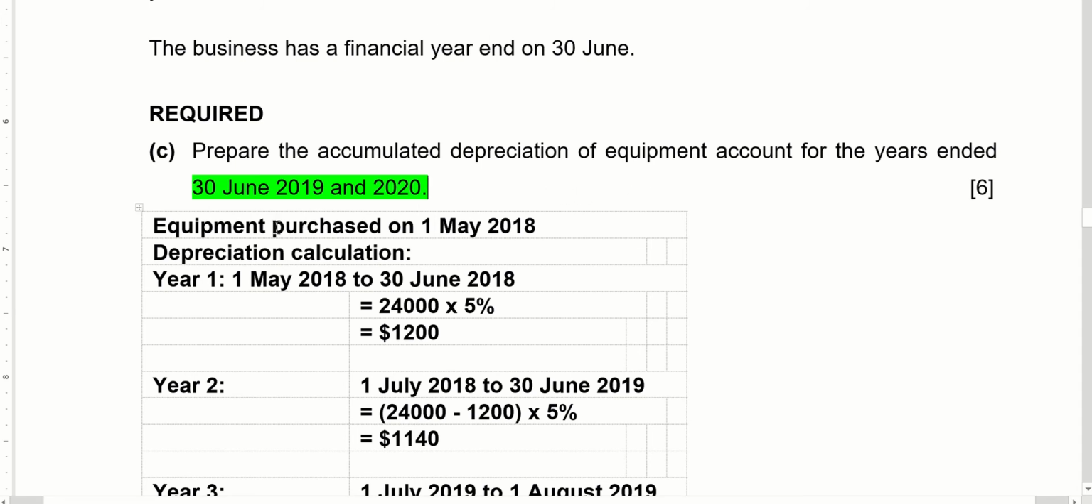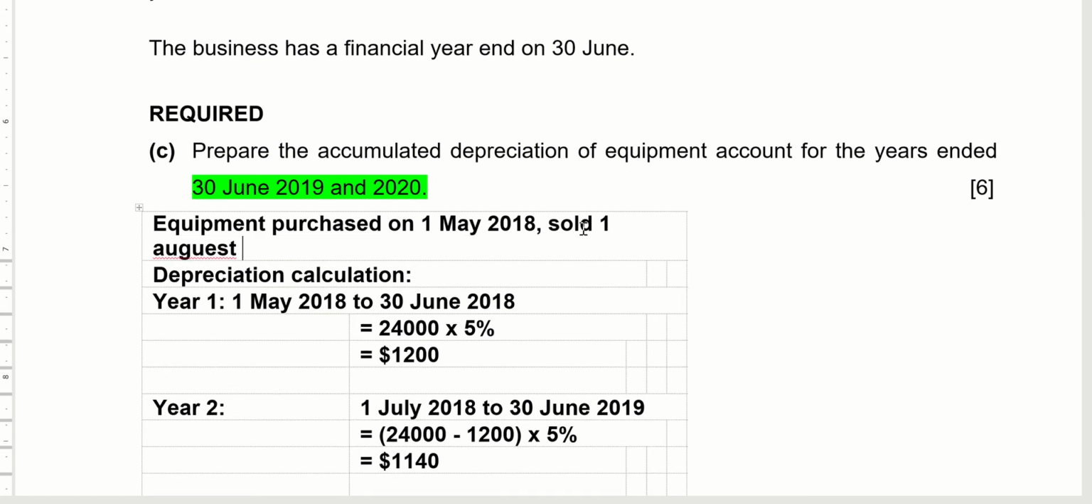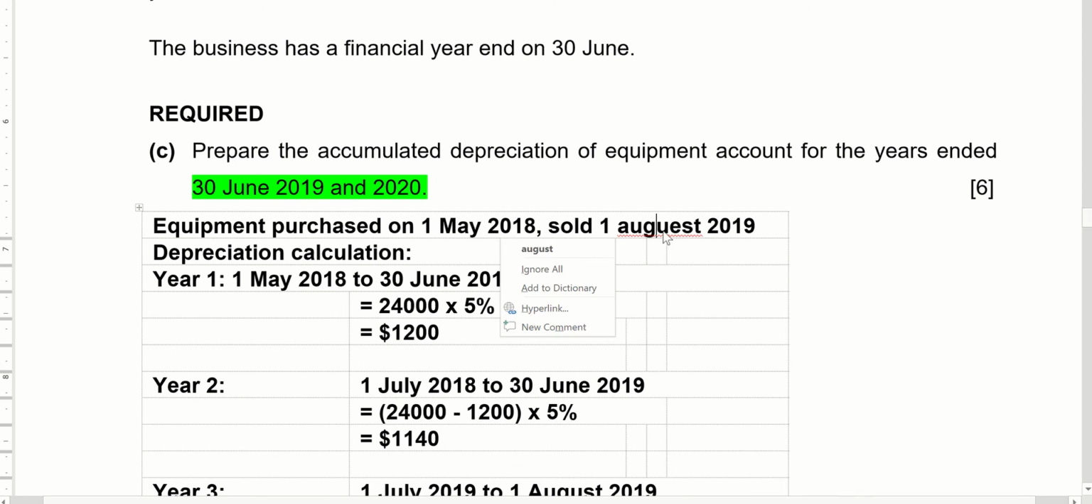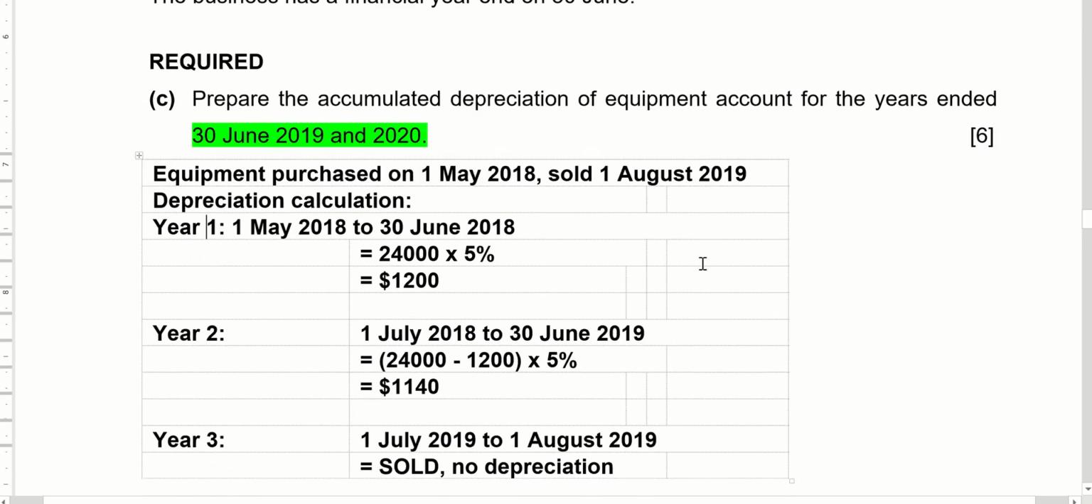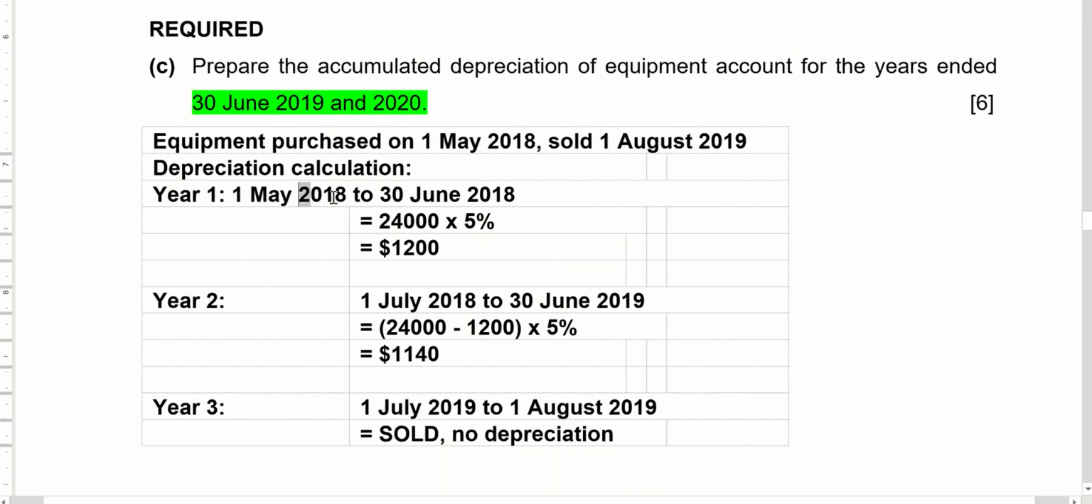So I am going to calculate the depreciation for the equipment that was purchased on 1st of May and sold on 1st of August 2019, purchased on 1st of May and sold on 1st of August 2019. So let's calculate it. The first year is on 1st of May 2018. That's when it was bought. The first financial year end is 30th of June. So that's the first year.